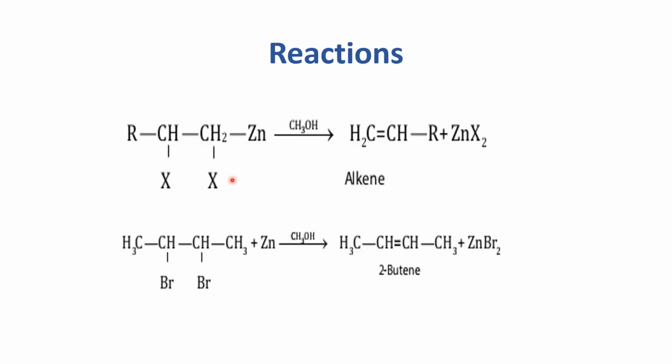Here we have some examples. This is a vicinal dihalide. जब हमने इसको methanol के presence में zinc के साथ treat किया, it will yield an alkene. And here we have dibromobutane treated with zinc in the presence of methanol, it will yield 2-butene plus zinc bromide.